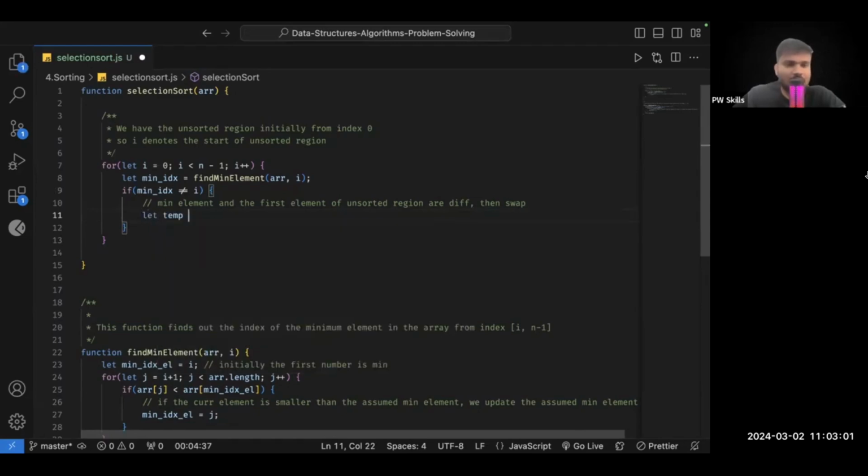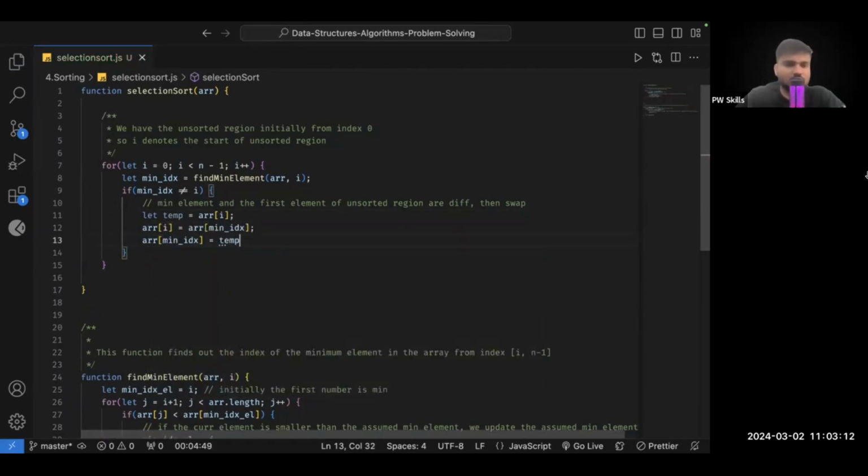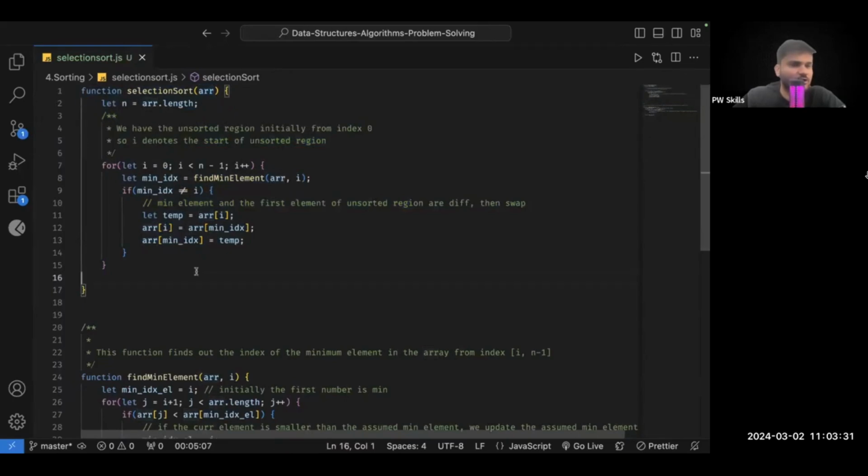How do we swap? let temp = arr[i]; arr[i] = arr[minimumIndex]; arr[minimumIndex] = temp. That's it. We swapped. And here let's calculate n: n = arr.length. And that's it. We do not need to return anything from the selection sort because this array is going to eventually get modified.